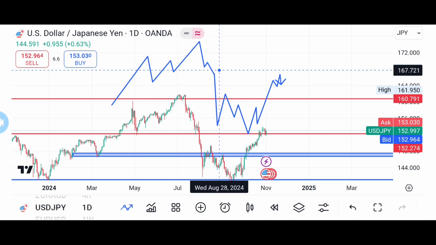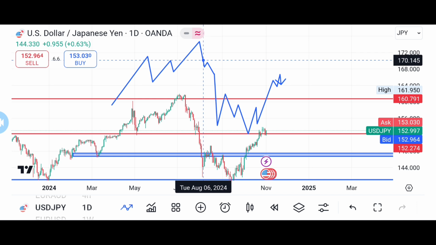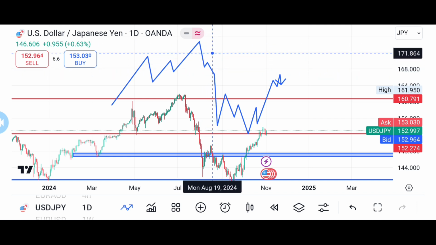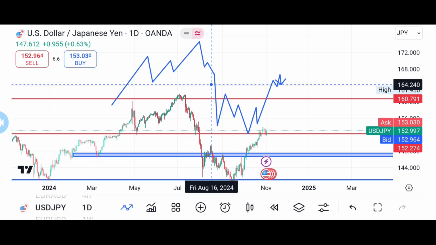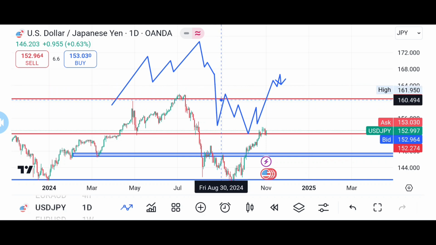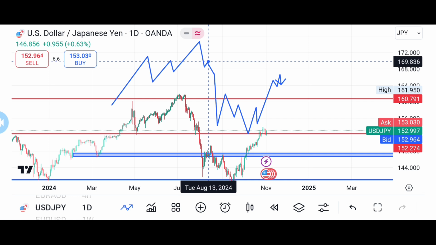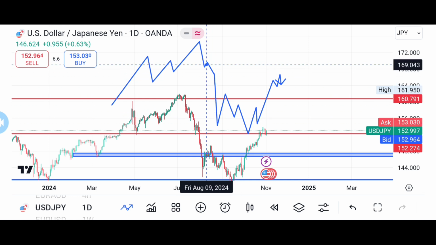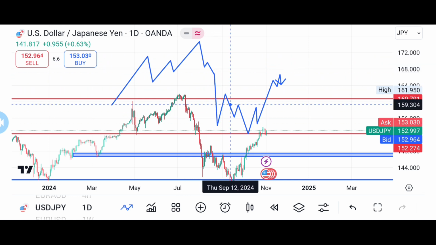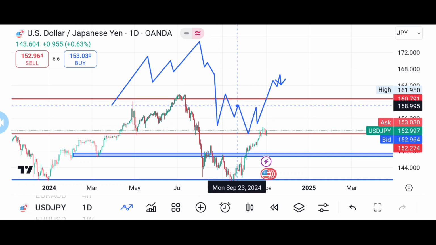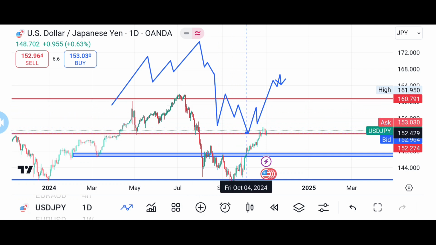The market continued to form it. This high was lower than this one, so the market continued forming lower highs and lower lows. We continue with the bearish move. You can see this high was lower than this one, and this low was lower than this one. So the market was bearish here, and then it broke this one to form a new higher low and a new lower low. Can you see?